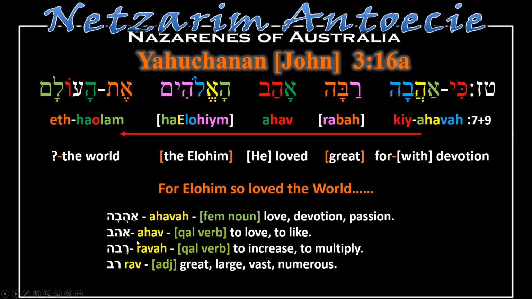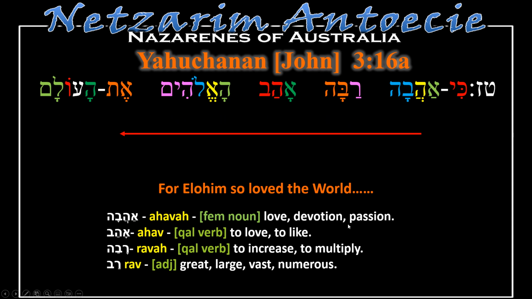So I've given you also ahav, to love, to like. Rava, which is a kal verb, to increase, to multiply. But from the root rav, as an adjective, we get it as great, large, vast, numerous. So there we've used great for rava. Rabbah. In this case, it's rabbah, whereas in the dictionary, it's ravah. So sometimes you'll see it as a vet, sometimes as a bet. Sometimes that can be confusing, but with the vowel marks and whatnot, we know how to read it.